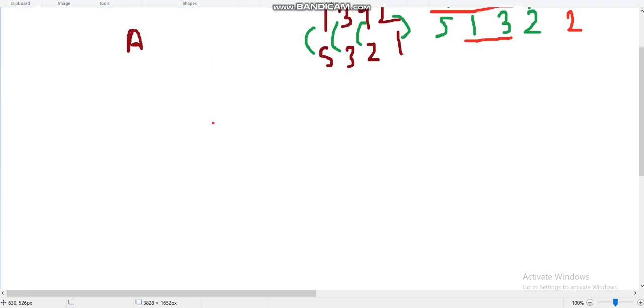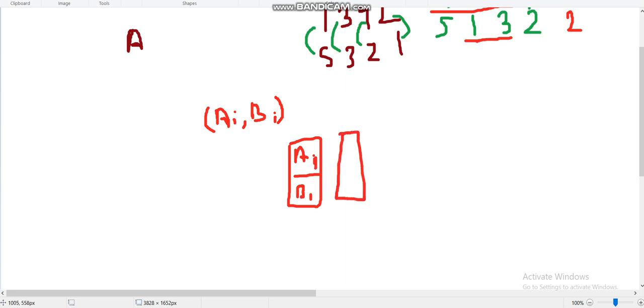Let's say we have sorted the values of A. Let's consider (A_i, B_i) as pairs, sorted according to A_i. As all A_i are distinct, we don't need any other condition. So we are just sorting these pairs based on the first value of the pair. Let's consider this as A_i and this as B_i. Similarly, this is A1 B1, and this is A2 B2.